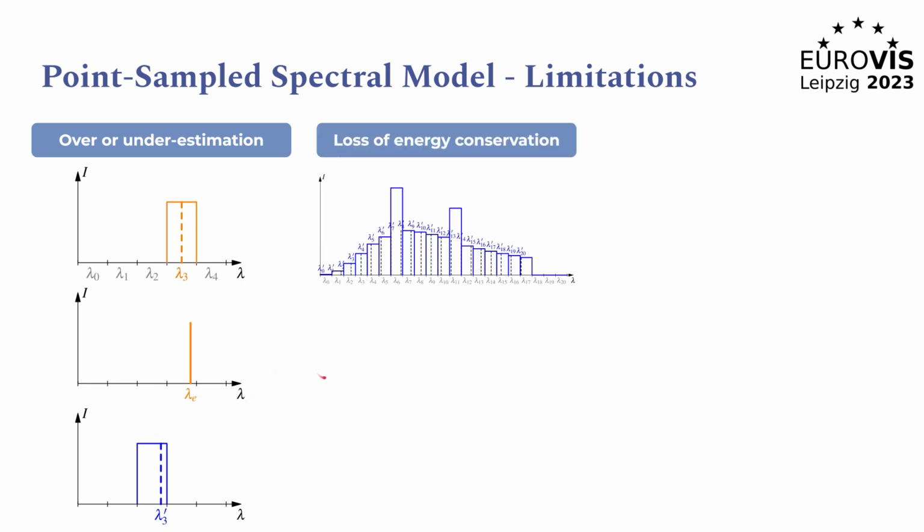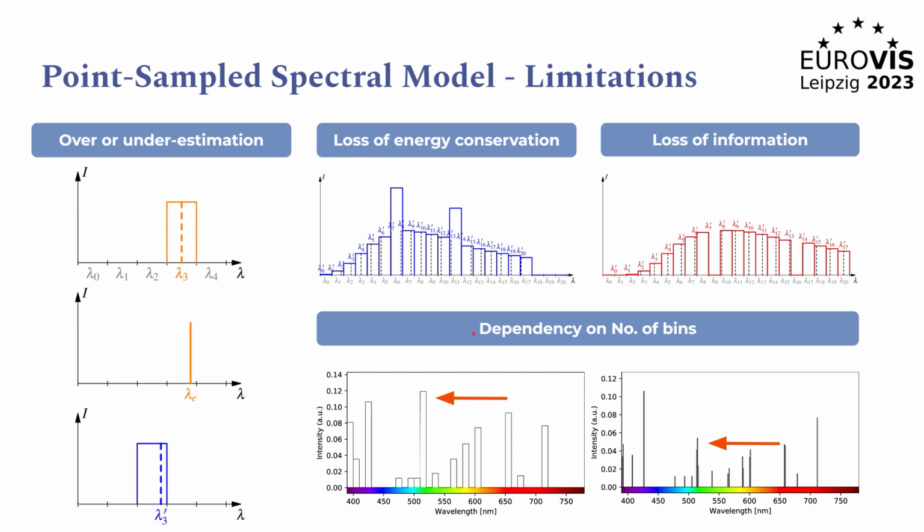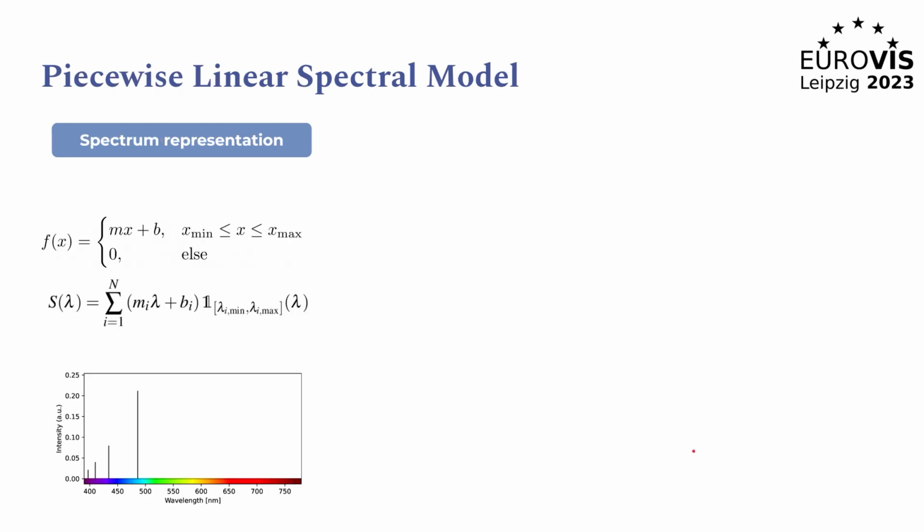Secondly, we can get a loss of energy conservation. For example, two lines could fall into the same bin despite being quite far away, resulting in an unwanted peak. Similarly, we could get an unwanted absorption line. In addition, if the lines fall out of the bin range, then we lose information. Lastly, the spectrum depends on the number of bins. For instance, those lambdas here are merged into one bin when dealing with 40 bins instead of 400 bins to represent the spectrum.